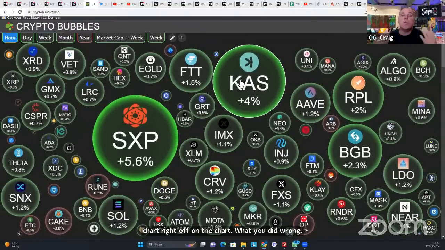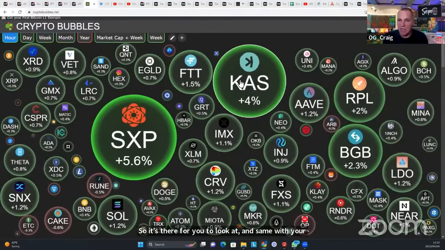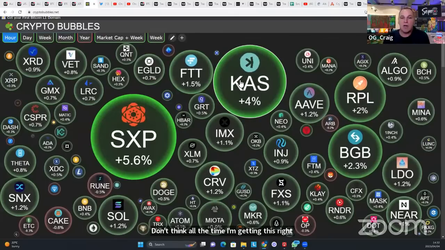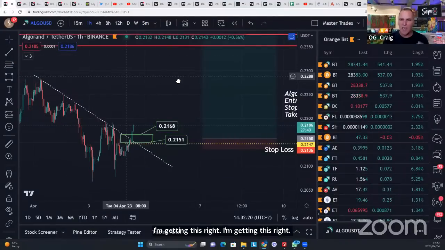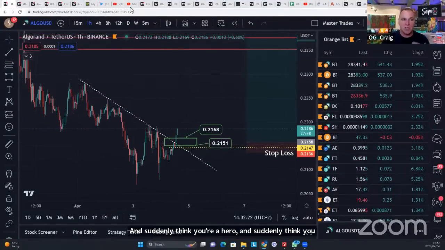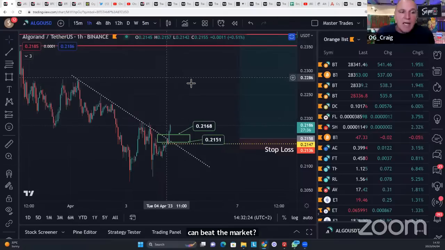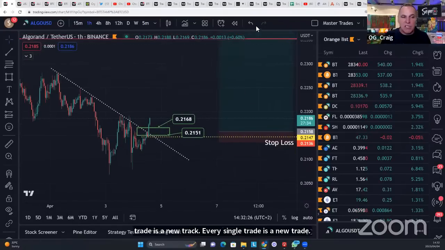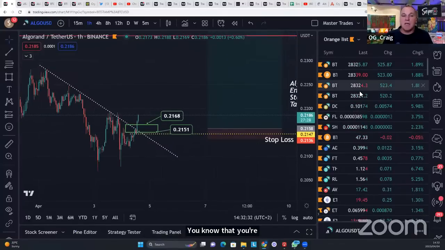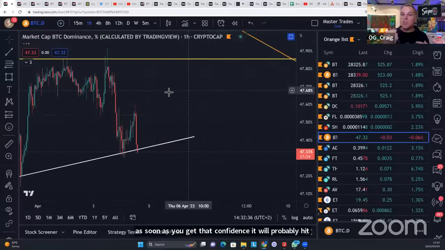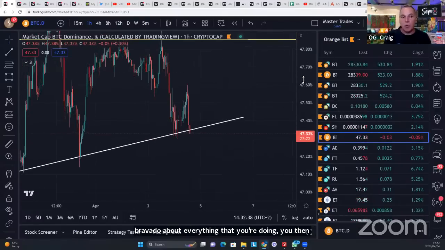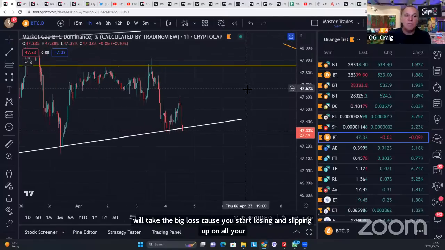Don't think all the time, okay, I'm getting this right, I'm getting this right, and suddenly think you're a hero and suddenly think you can beat the market. Every trade is a new trade. Every single trade is a new trade. Remember that. Don't think that you've got this, that you're gaining some marvel skill, because as soon as you get that confidence, it will probably hit you harder than taking losses. Becoming bravado about everything that you're doing, you then will take the big loss, because you start losing and slipping up on all your stop losses, etc.